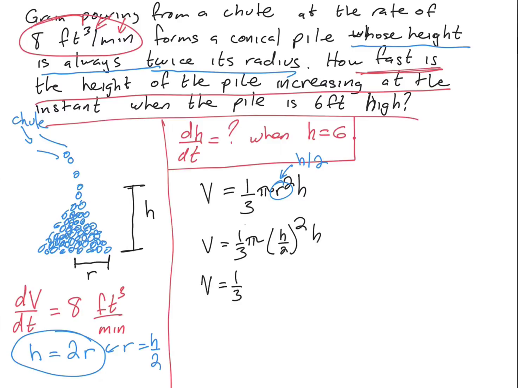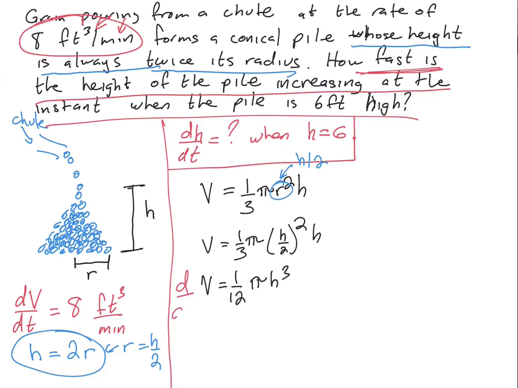Let's simplify it. So this is going to be 1 over 12 pi h cubed, right? You guys see that? Because the 2 squared on the bottom is 4, right? Multiply that by the 3, you end up with 12 on the bottom. And then multiply the h squared with the h, and you get h cubed, right? Okay. All right. And now we can get the derivative, right?